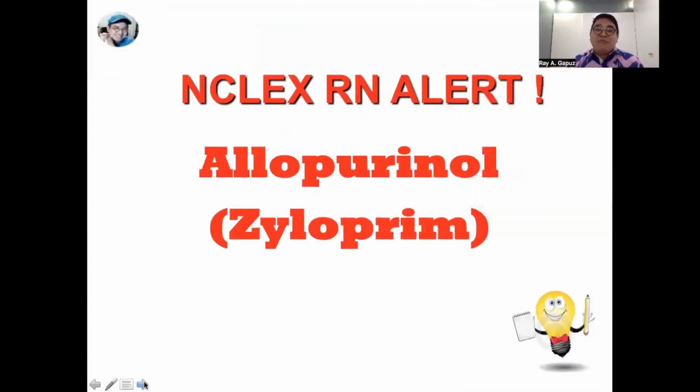Okay, now we have your allopurinol or Xyloprin. Now this drug is used in the treatment of gouty arthritis. It's best taken after meals and usually with water. Now, what are the common side effects? Well, the patient would usually complain of nausea and vomiting.